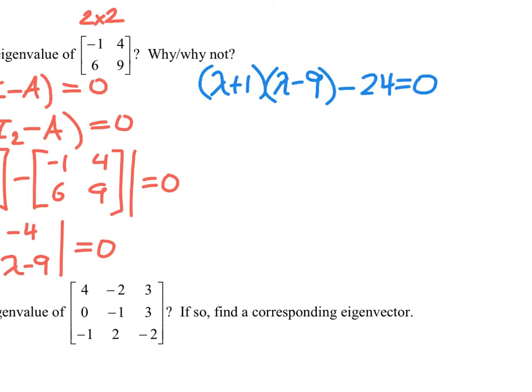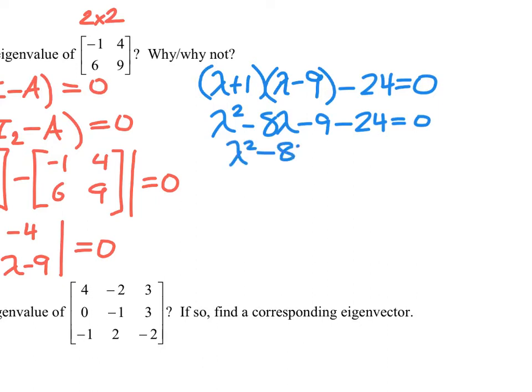Anyway, I'll do it by hand, and then I'll go back and show you how you can do it on a calculator if you don't already know. So, lambda squared minus 8 lambda, assuming my pen wants to function without turning off arbitrarily, minus 9 minus 24. All right, so lambda squared minus 8 lambda minus 33.